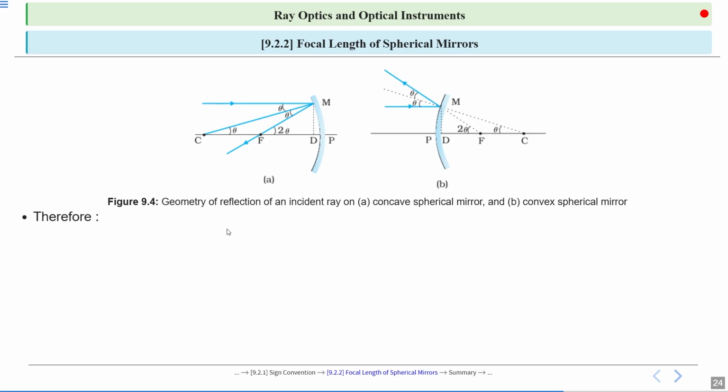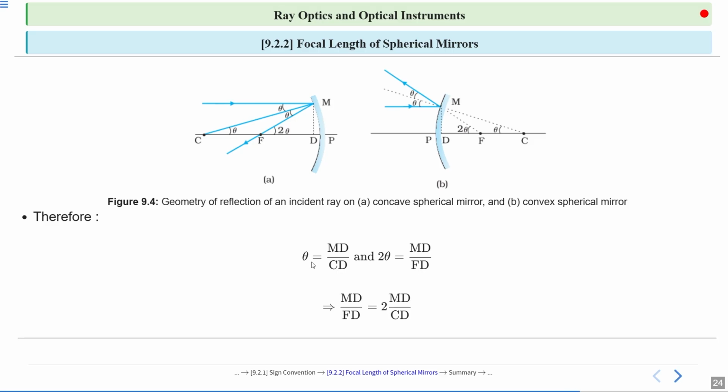So therefore, theta is equal to MD upon CD and 2 theta is equal to MD upon FD. Okay, so tan theta, we have approximated tan theta with theta. So theta is equal to MD upon CD, 2 theta is equal to MD upon FD. So now you can see this MD upon FD is 2 times this, because theta is this MD upon CD. So this MD upon FD is 2 times MD upon CD. Okay, we have reached here.